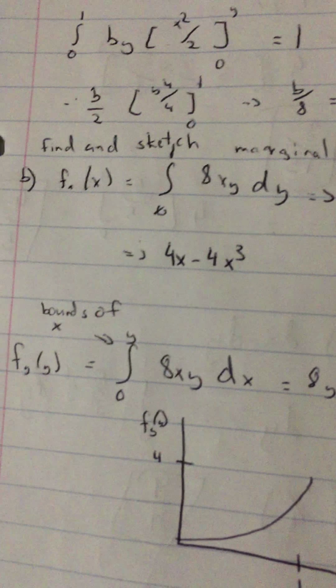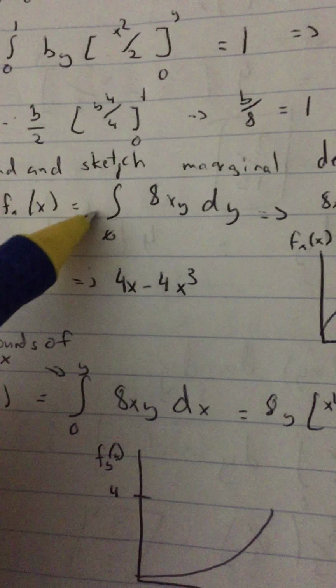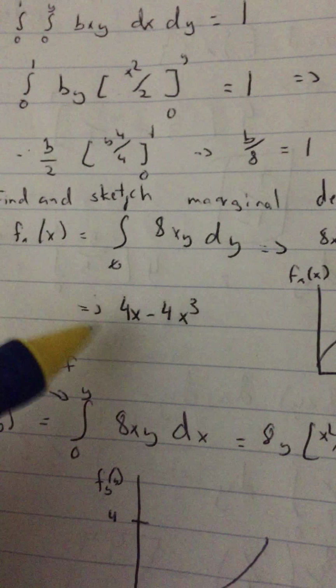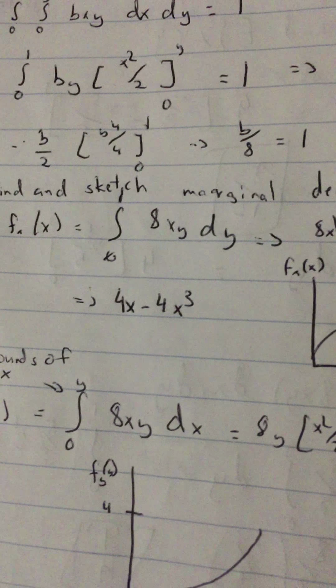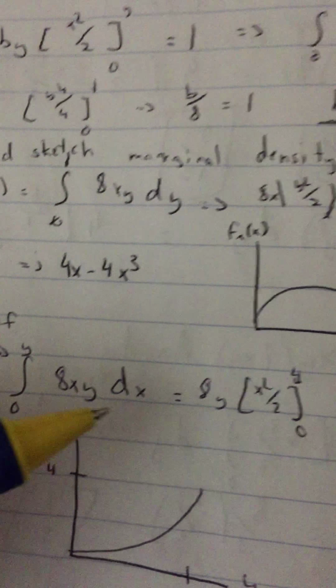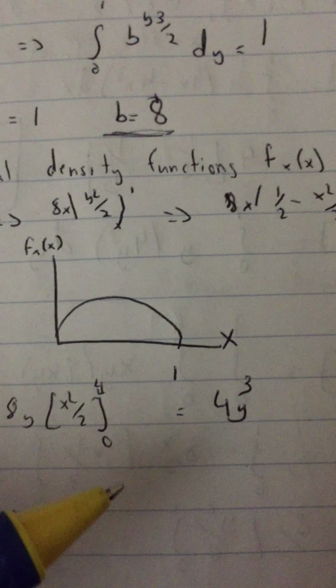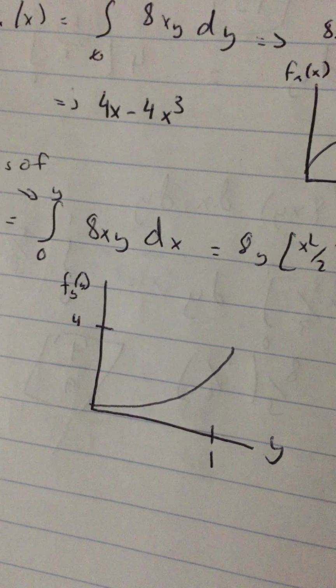So for f_Y(y), we're plugging in 8xy dx. 8 is the b value we found in part A. The bounds of x, 0 to y, 8xy dx equals 8y x squared over 2 from 0 to y, which equals 4y cubed. And this is what ultimately the graph will look like, sort of like a half parabola.